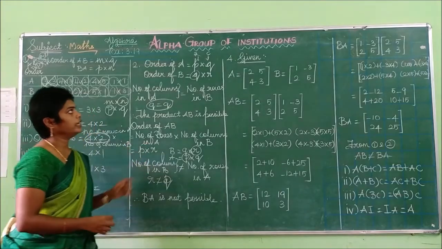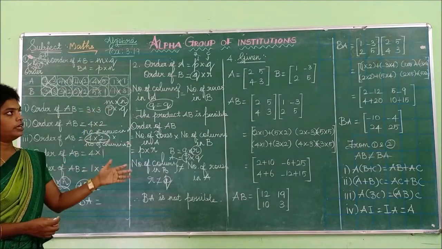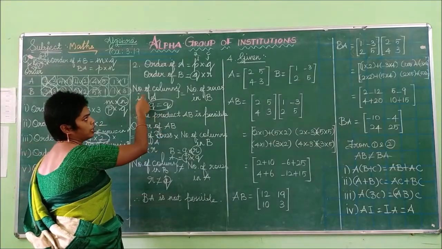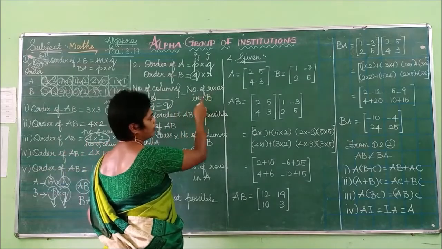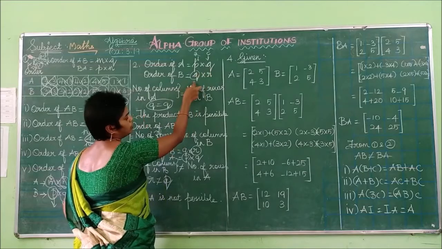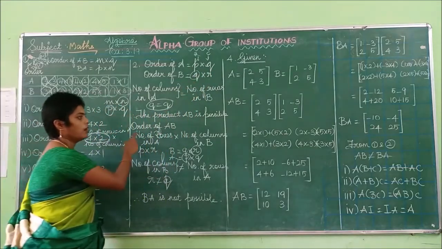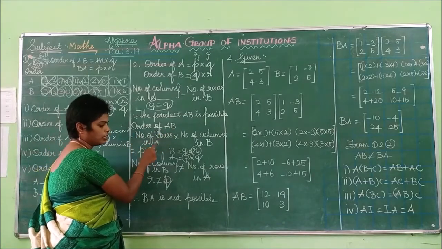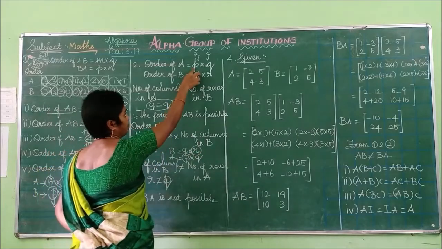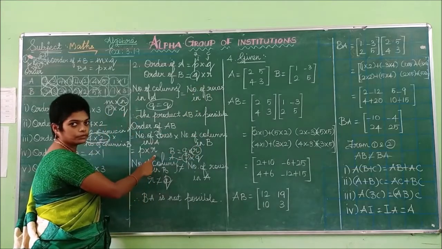So listen, in the given they give the order of A which is equal to P cross Q, order of B which is equal to Q cross R. First of all, you have to check the condition. Number of columns in A which is equal to number of rows in B. So number of columns in A is Q, number of rows in B is Q. So Q equal to Q, product AB is possible. The order of AB is number of rows in A into number of columns in B. So here number of rows in A is P and number of columns in B is R. So P cross R is our order.